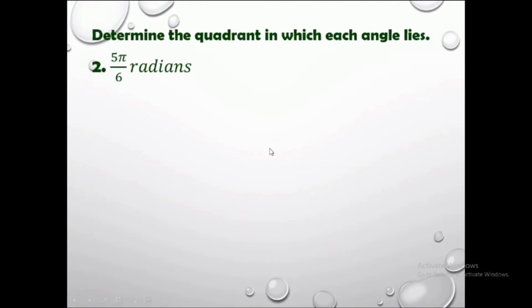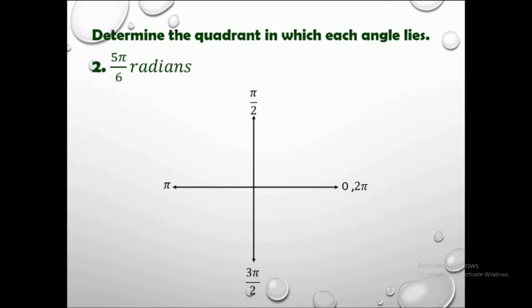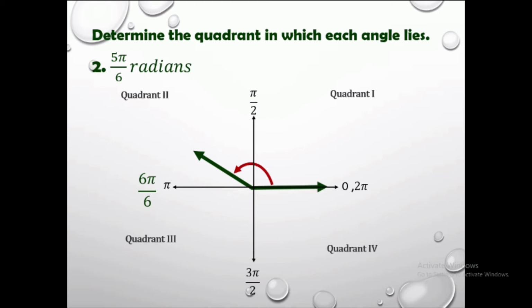Second example, 5 pi over 6 radians. So, ang ikot ng terminal side from initial side is counterclockwise, kasi positive ang ating angle. Ang equivalent fraction ng pi is 6 pi over 6. So, 5 pi over 6 is between siya ng pi over 2 radians and pi. Therefore, 5 pi over 6 lies in the second quadrant.